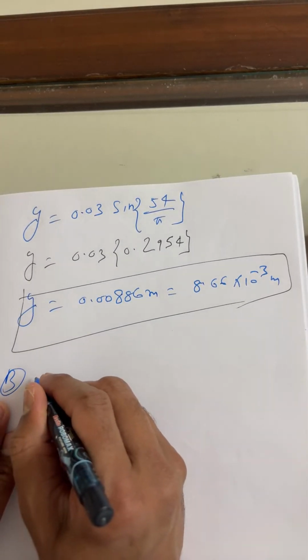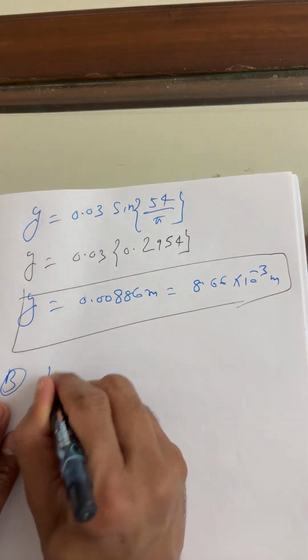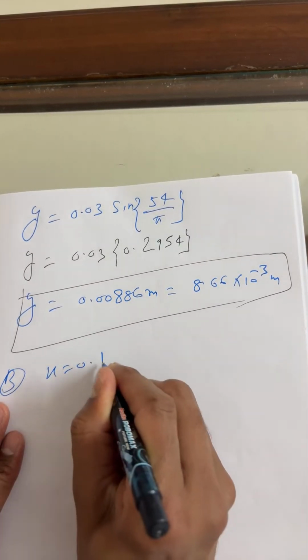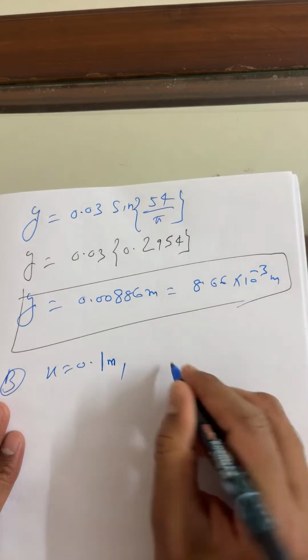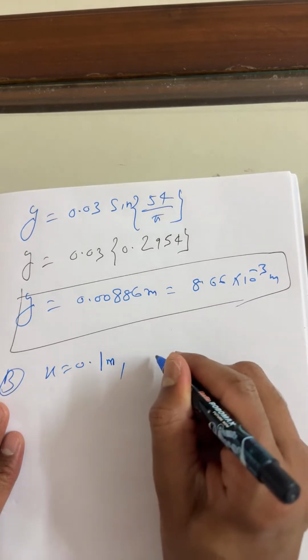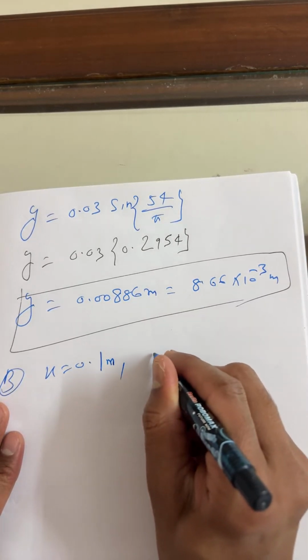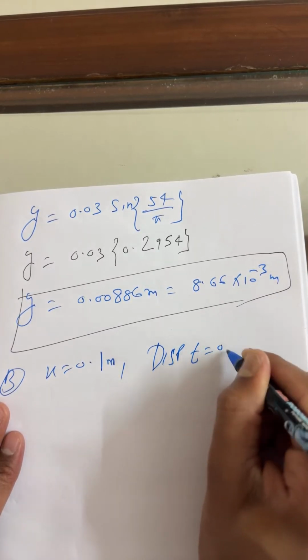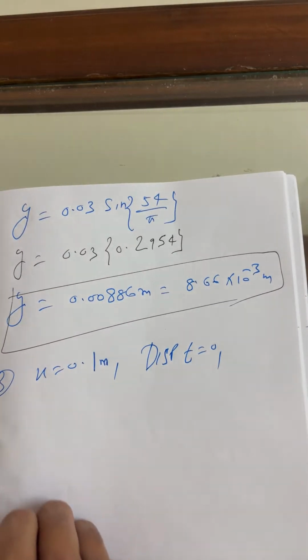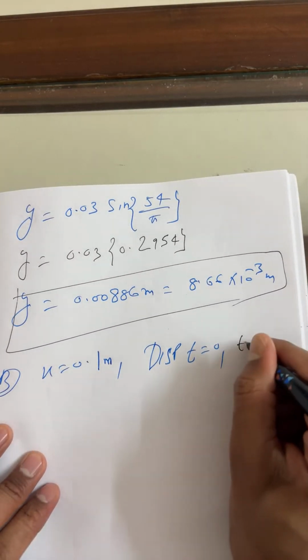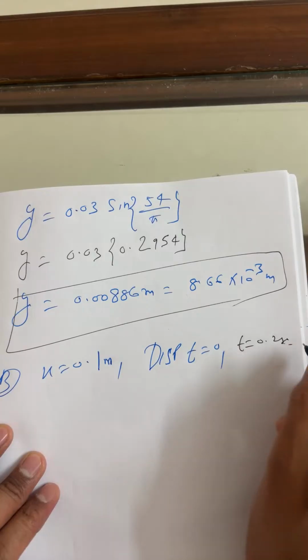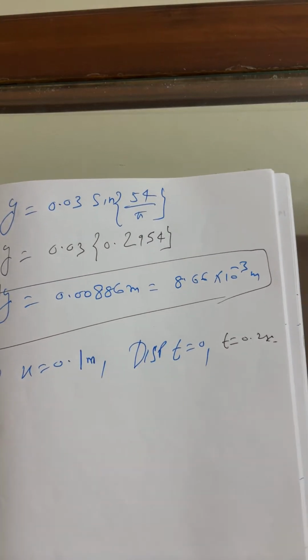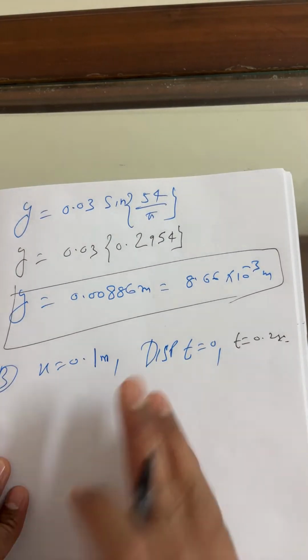I can see question number two. We have X mentioned as 0.1 meter, and you have to find the displacement here. So we have to find the displacement, but there is a condition. One time you can take T as 0, and next time you can take T is equal to 0.2 seconds. Okay, so this part you can do.